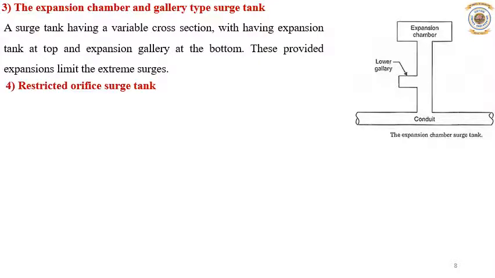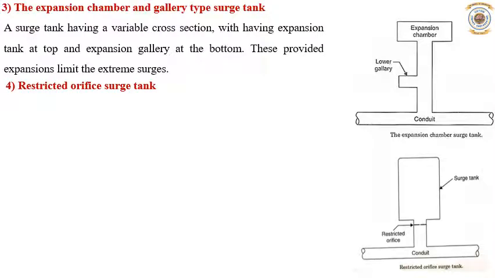Okay, then the next type is the restricted orifice surge tank. So you can see the sketch, restricted orifice surge tank. You can see a restricted orifice at the neck section. Okay, so it is also called a throttle surge tank. The main objective of providing a throttle or restricted orifice is to create an appreciable friction loss when the water is flowing to or from the tank.